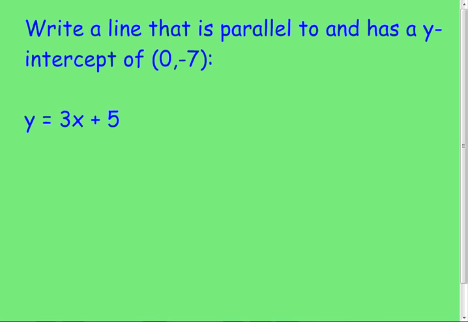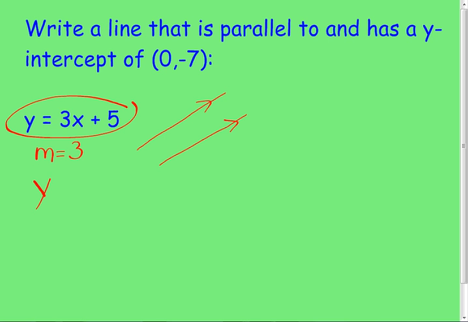Okay. Now, write a line that's parallel to this line that has a y-intercept of (0, -7). So if I want a new line that's parallel to this, what's the slope here? What's the slope? 3. What's the slope of my parallel line? It's the same thing, right? But it has a different intercept. So it's 3 times x, and the y-intercept is -7. So that's my answer. Is this easy? Yeah, I'm hoping it's easy.